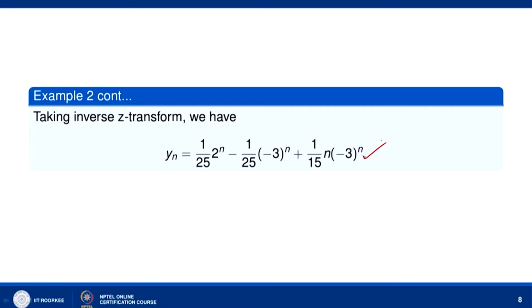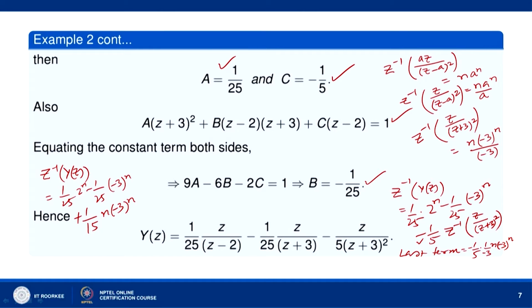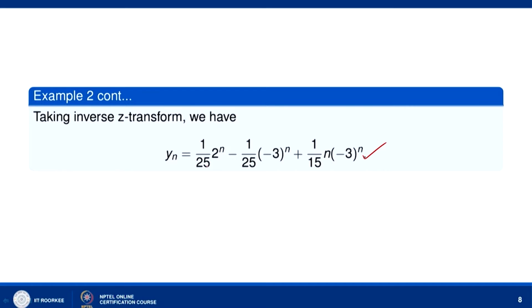Psi n equal to z inverse of psi z, this is psi n. So the sequence psi n is given by 1 over 25 2 to the power n minus 1 over 25 minus 3 to the power n plus 1 over 15 n times minus 3 to the power n.